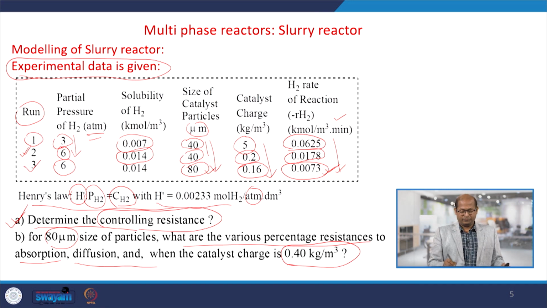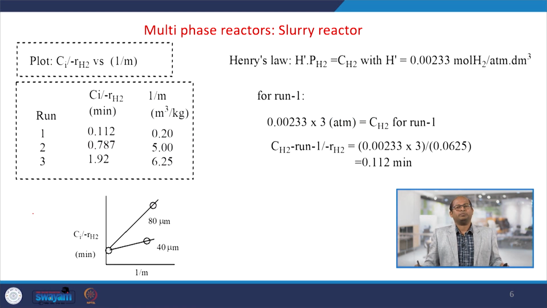Okay, so 0.4 kg per meter cube is the unknown quantity, in between 5 and 0.2 kg per meter cube, an amount of catalyst in between those when we charge. So, what would be the resistance for 80 microns of catalyst particles? That is the unknown. These are the things we have to evaluate from this problem.